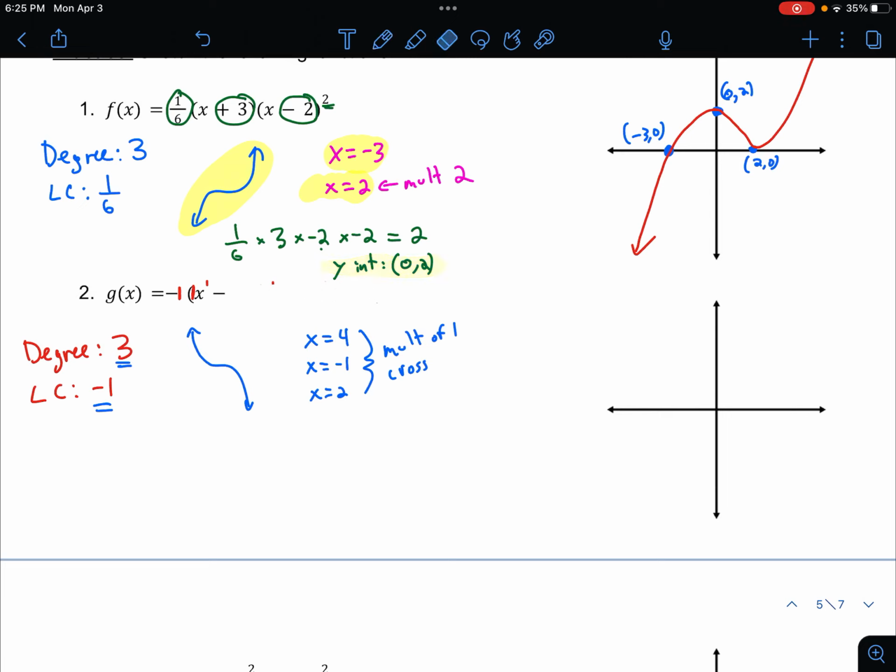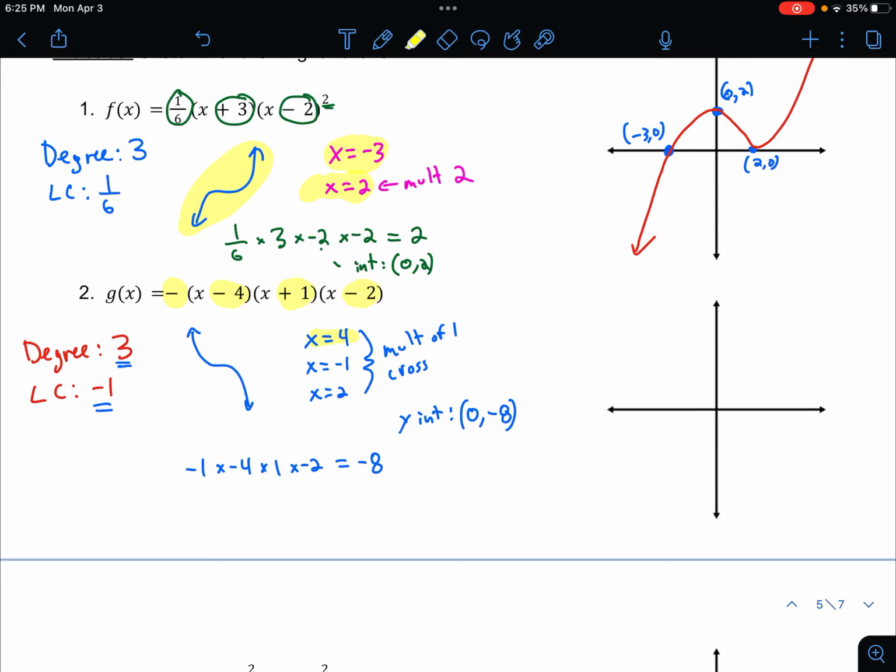Looking for the y-intercept, again, convert to standard form if you really want to see it, but I know it's going to be -1 times this constant times this constant times this constant when it's all said and done. So I can do -1 times -4 times 1 times -2. It's going to give me -8. So my y-intercept is going to be at 0, -8.